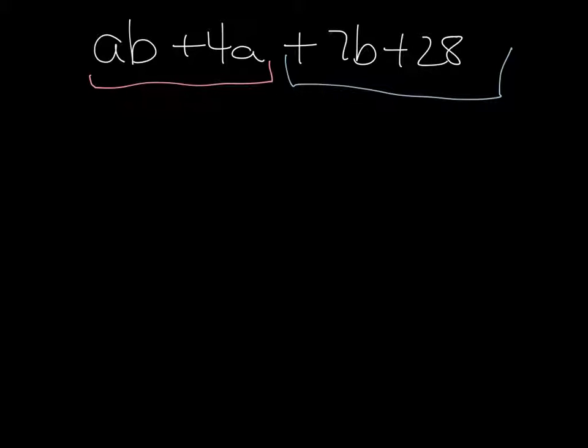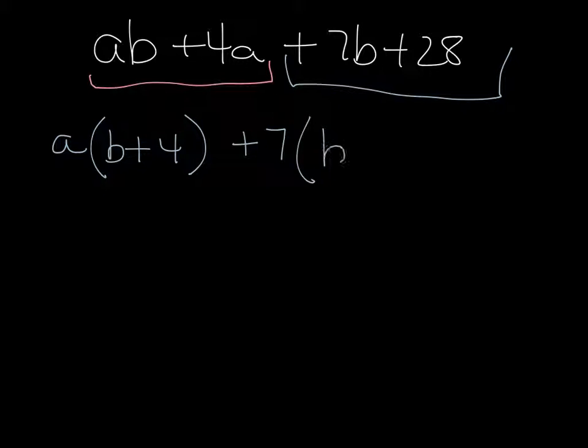They do. AB plus 4A have an A in common. So we factor out the A, and when I take an A out of those first 2 terms, I get B plus 4. On the last 2 terms, they have a positive 7 in common, so I factor out a positive 7, and what I have left inside is B plus 4.